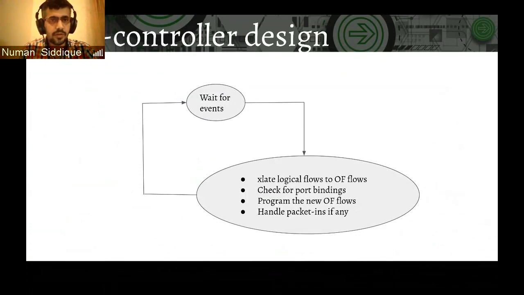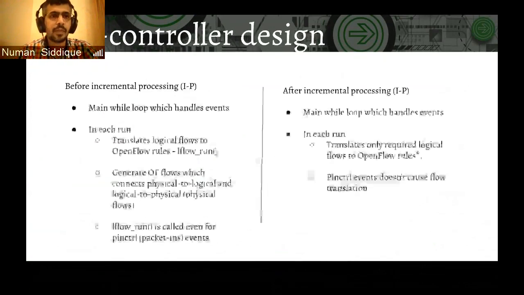The main job of OVN controller is to handle these database changes and translate the logical flows to OpenFlow rules. It checks for port bindings, like when a VM port is added to the OVS bridge, monitors that and maps that OVS port to the logical port, programs the OpenFlow flows, and handles packet-ins, if any.